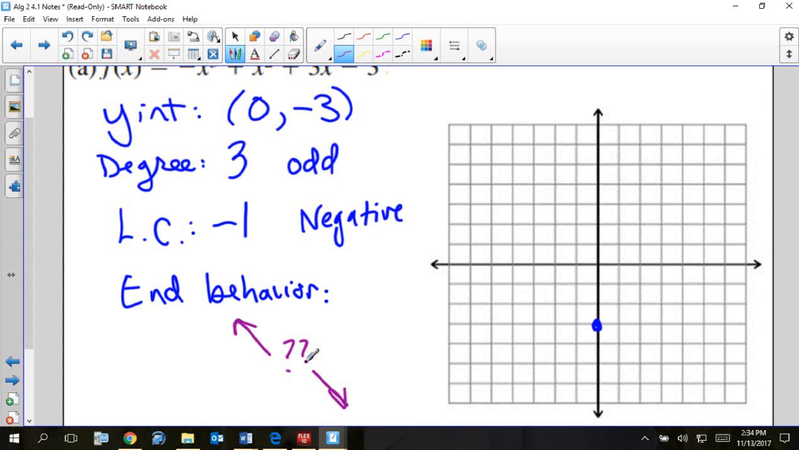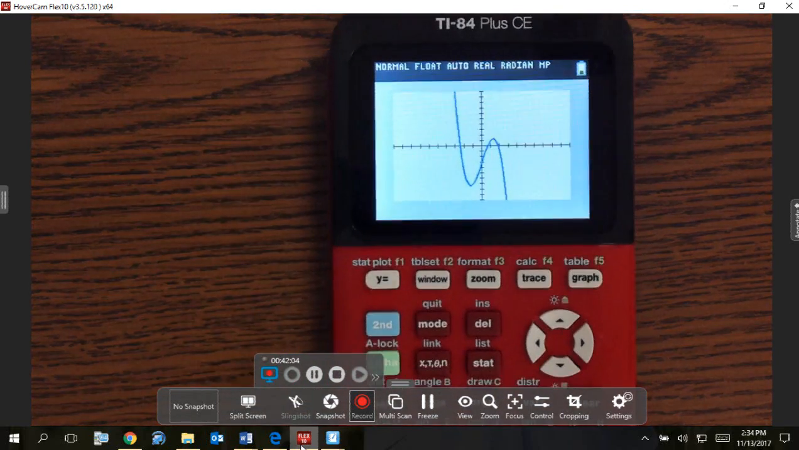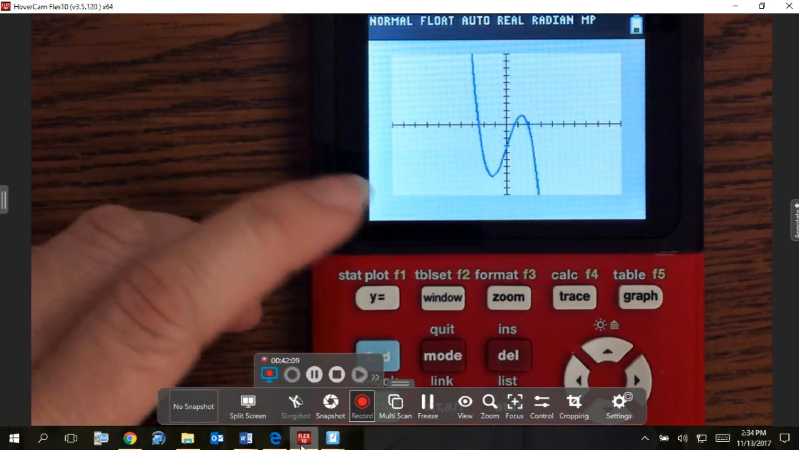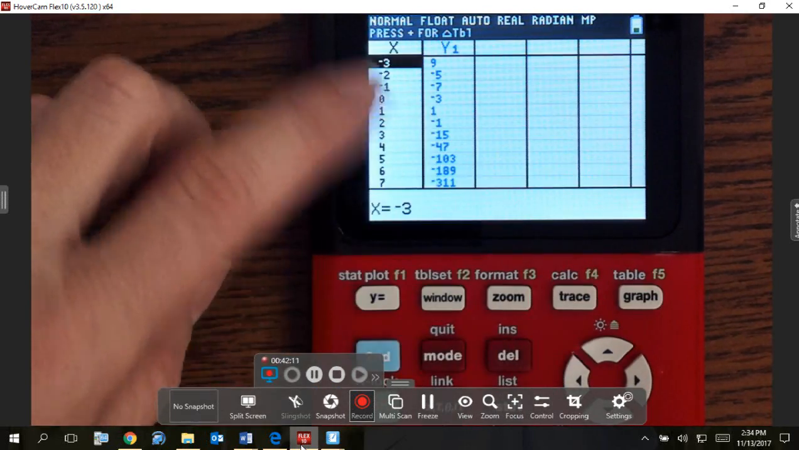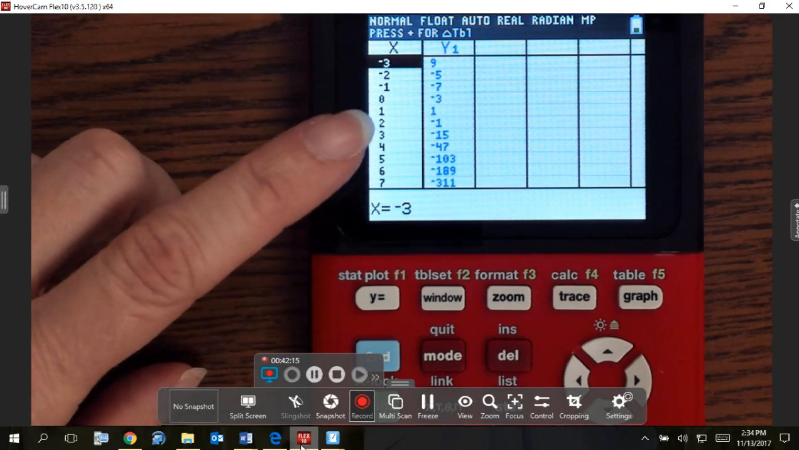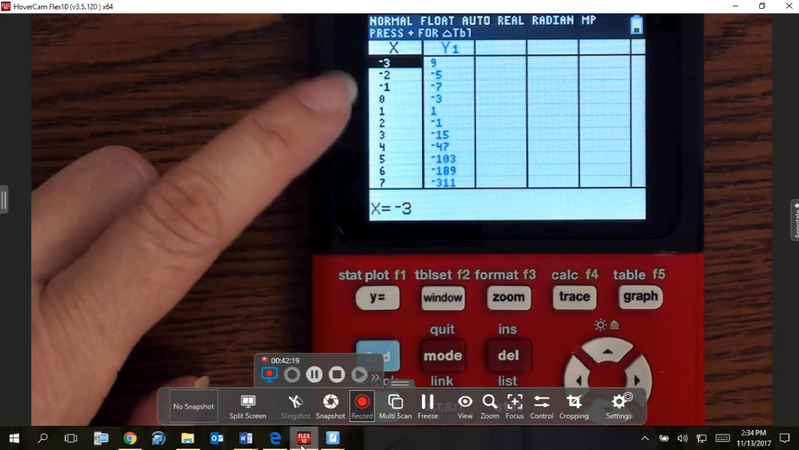I'm borrowing somebody's graph. You can see if you get it right. So our graph should look like this. And if you go to your table, there's a bunch of points you could use. If these aren't very accurate, there's another way you can get points besides just going to your table.